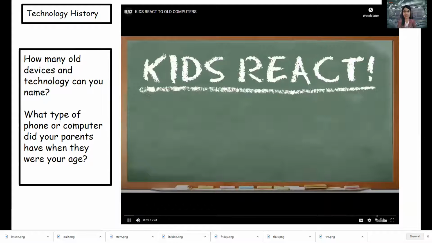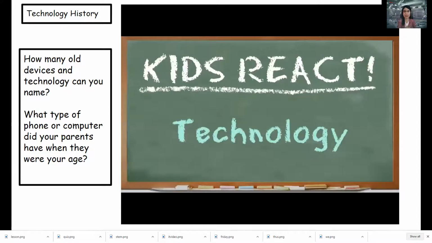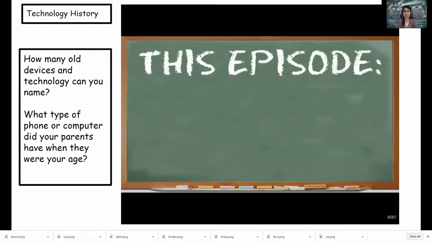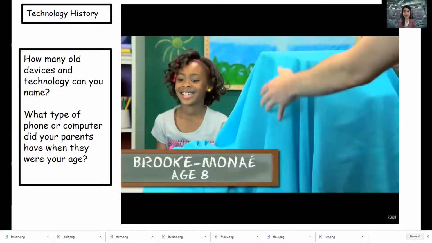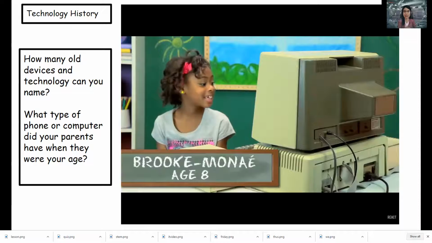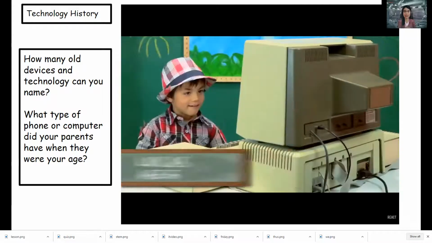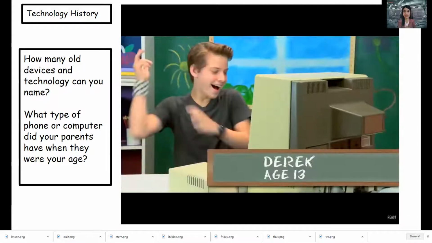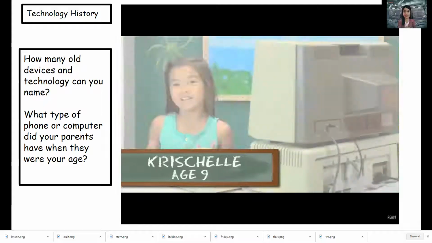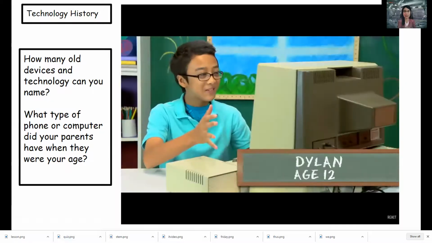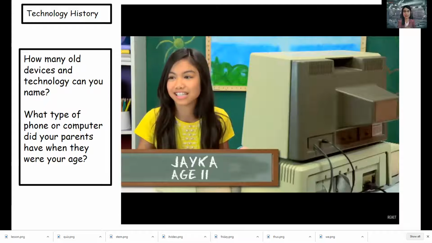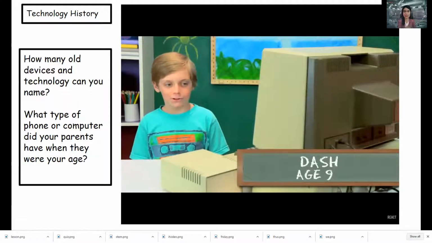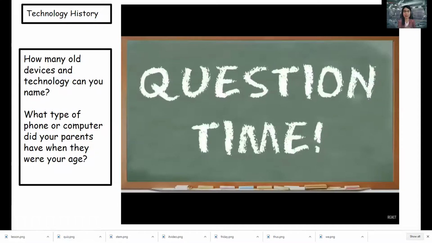Kids react to technology. This episode of computers. Today, you are reacting to this. What is this? What is that? A computer? Oh, it's an old computer. It looks cool. I like pressing buttons. It's huge. It's very huge. If you don't have a desk, where do you put this? It is very hipster.